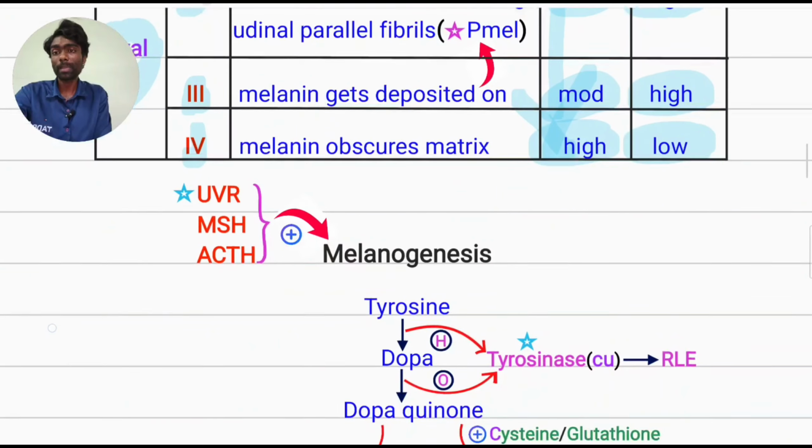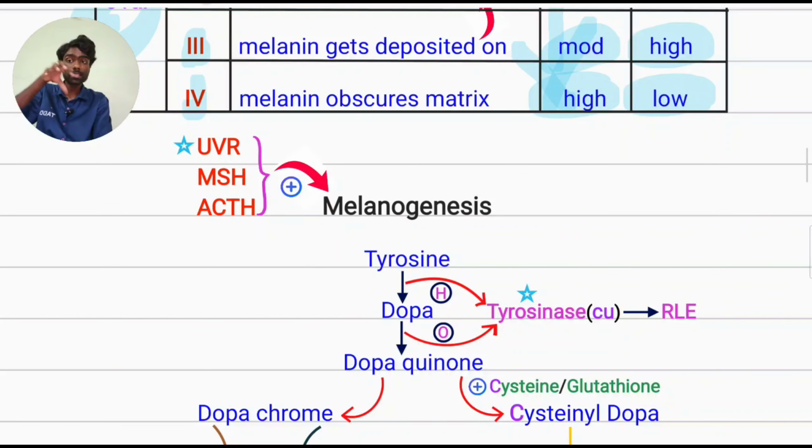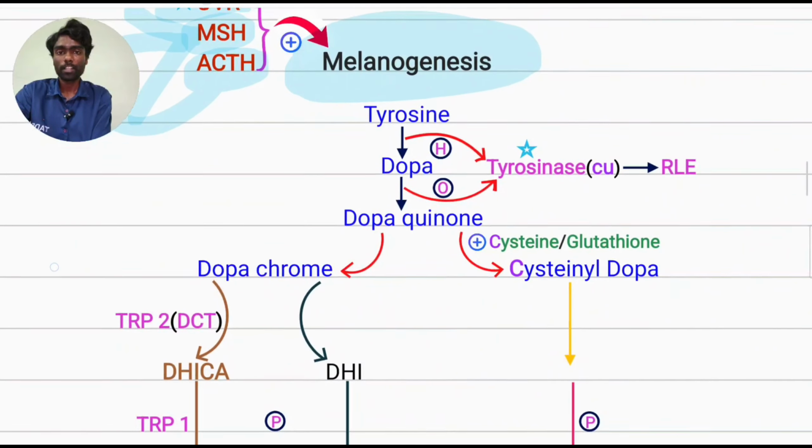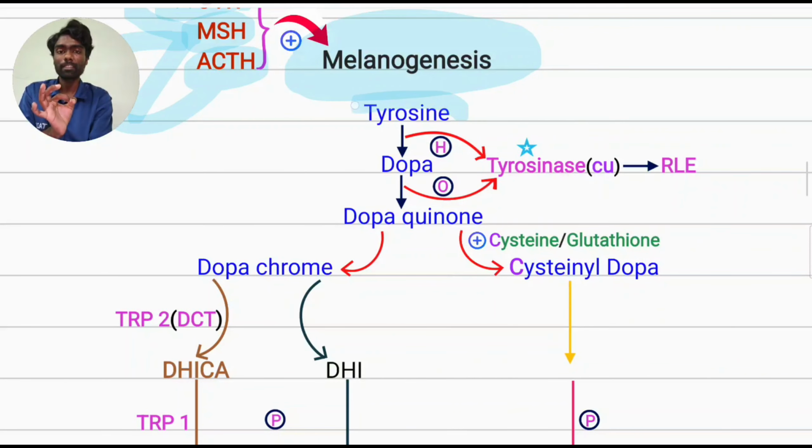Coming to melanogenesis, which happens inside the melanosomes. What are the stimulators for this melanogenesis? Mainly UV radiation, melanocyte stimulating hormone and ACTH, which also has MSH-like activity. First step in melanogenesis is conversion of amino acid tyrosine to DOPA, then DOPA to dopaquinone. Both these steps are mediated by our rate limiting enzyme tyrosinase.